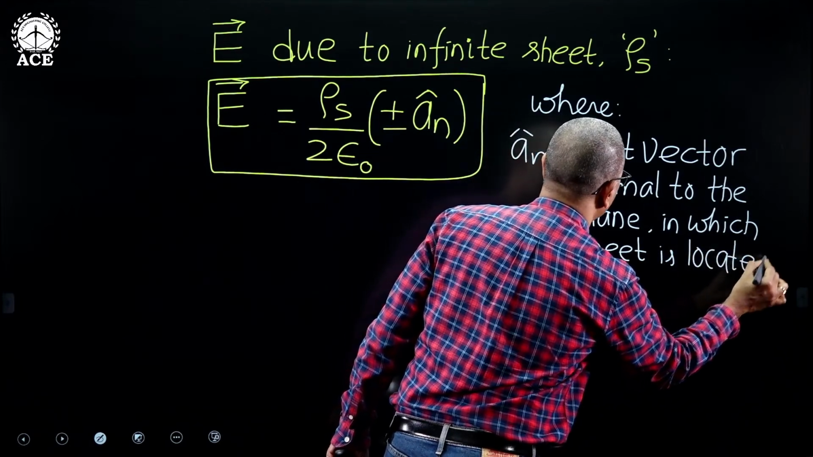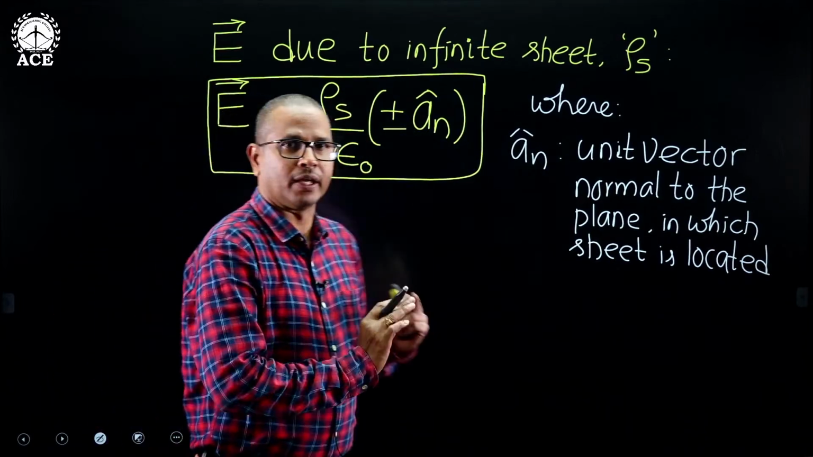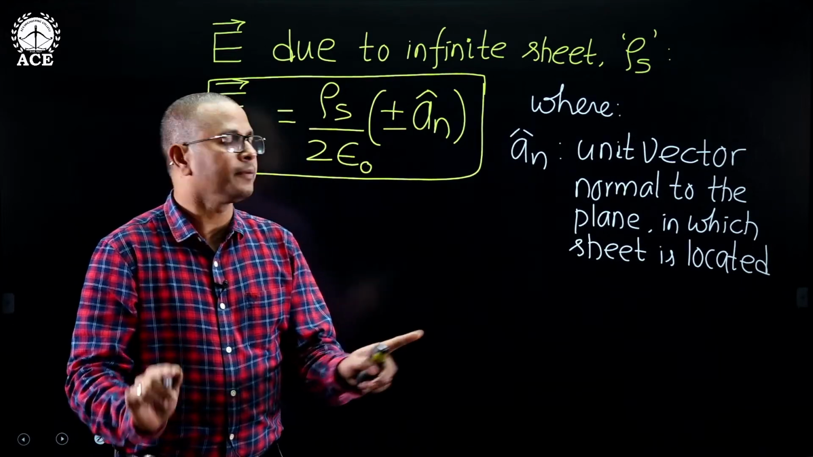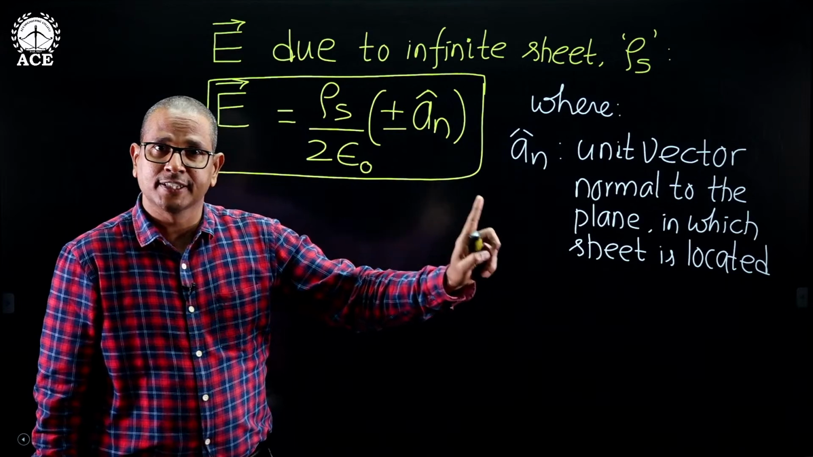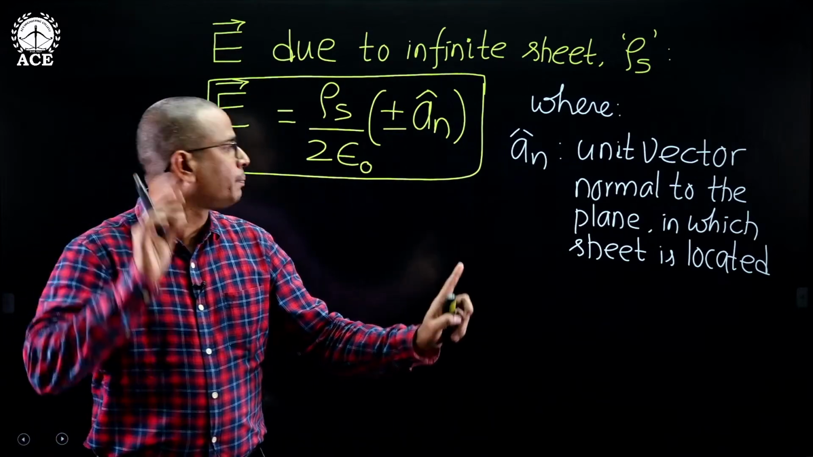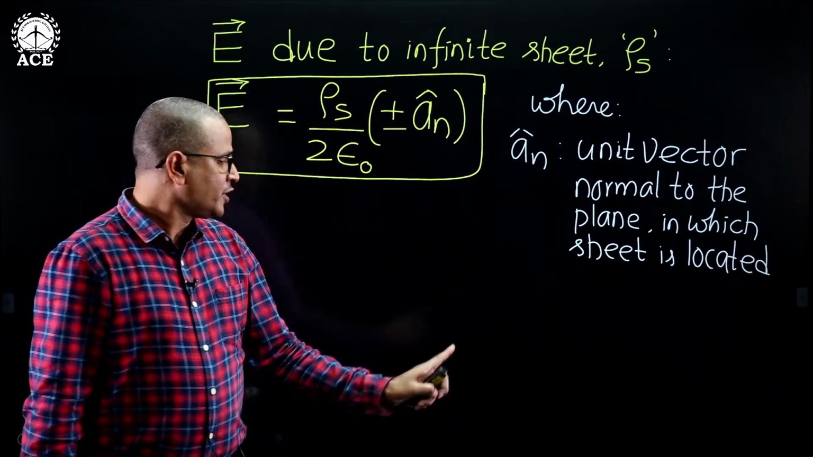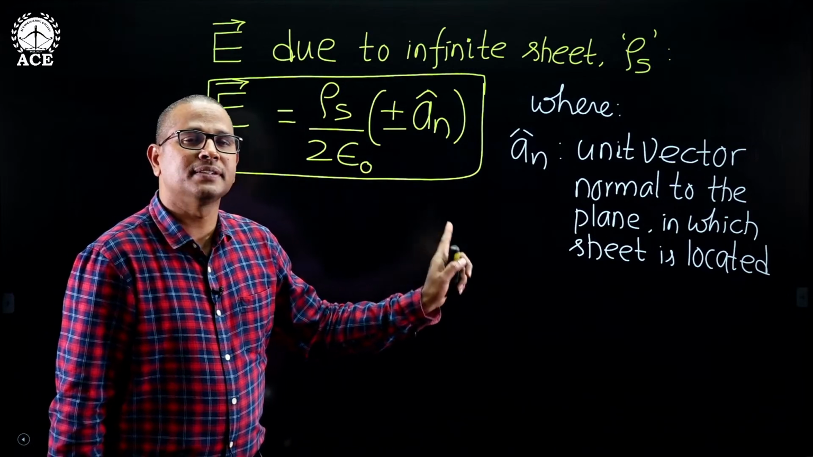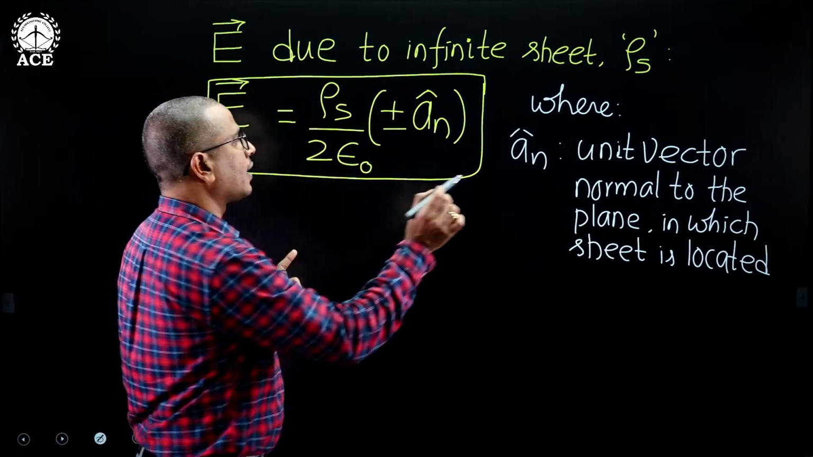Very simple, dear students. From the basics of coordinate systems you can choose. I'll tell you anyway. If the sheet is located in the x equal to constant plane, a_n cap is a_x cap. If the sheet is located in the y equal to constant plane, then a_n cap is a_y cap. If the given sheet is located in the z equal to constant plane, then a_n cap is a_z cap. Whichever is constant, that suffix will come.